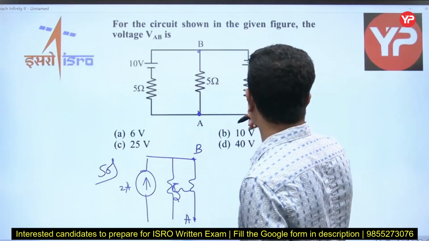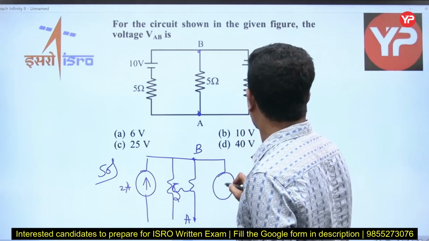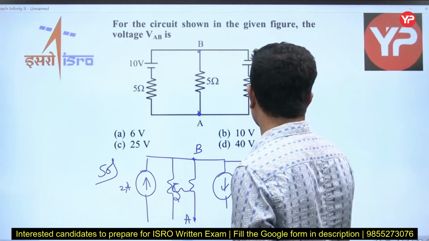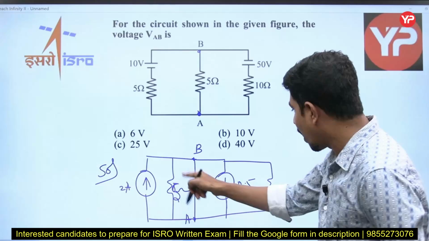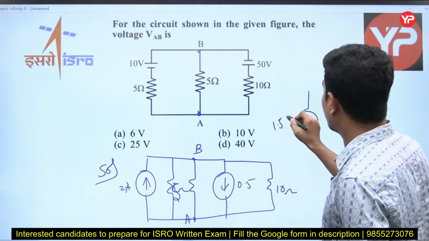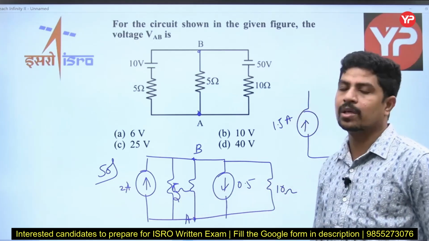Now this is 50 divided by 10, therefore 0.5 amperes to the downside, and this resistance is 10 ohms. Right? Now 2 up, 0.5 down. The net will be 1.5 to the upside. This is 5 in parallel with 10: 5 into 10, 50 divided by 15.